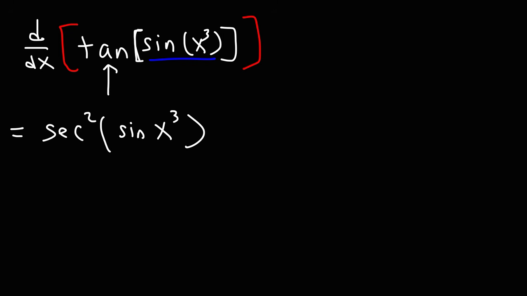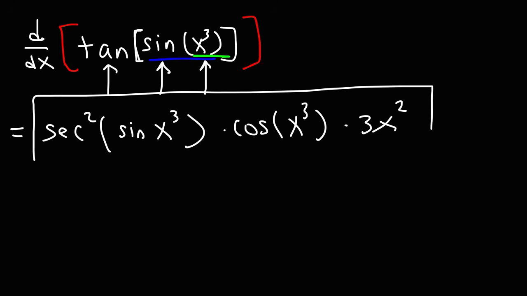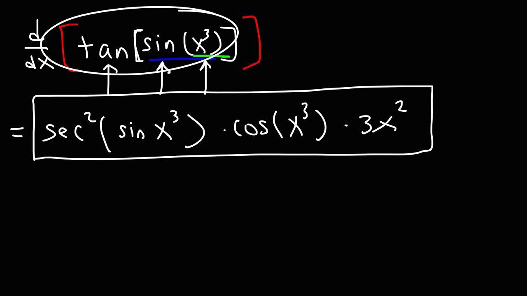So we're starting with the outer function and we're working our way in. So now let's work our way in towards sine. The derivative of sine is cosine, and the angle of sine is x cubed. So the angle of cosine will be x cubed. And then we're going to work even further towards the inside part of the function. The derivative of x cubed is 3x squared. Now, that's as far as we can go. So this is the answer of this expression: secant squared of sine x cubed, times cosine x cubed, times 3x squared.